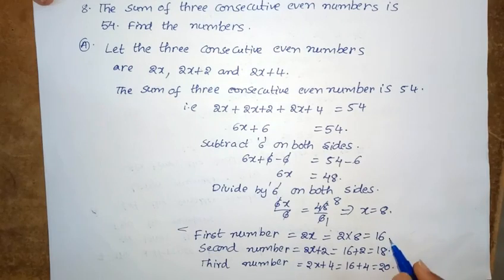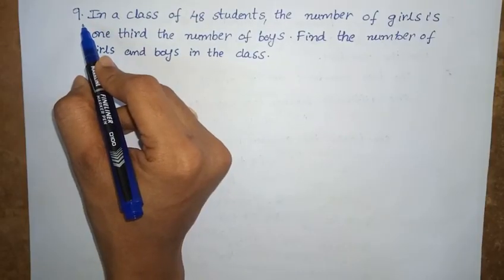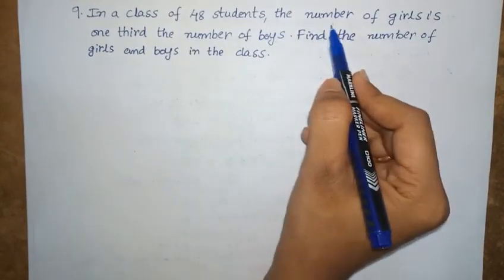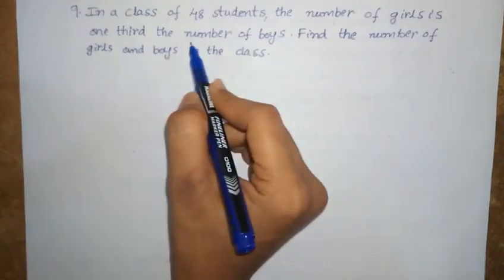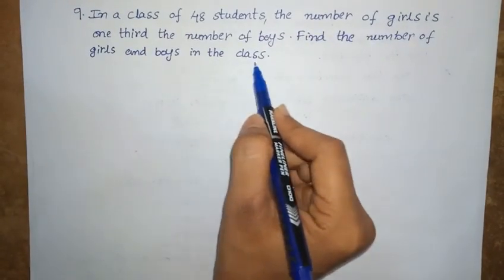So the three numbers are 16, 18 and 20. So this is the solution for the 8th problem. Next problem, the 9th one. In a class of 48 students, the number of girls is 1/3 of the number of boys. Find the number of girls and boys in the class.